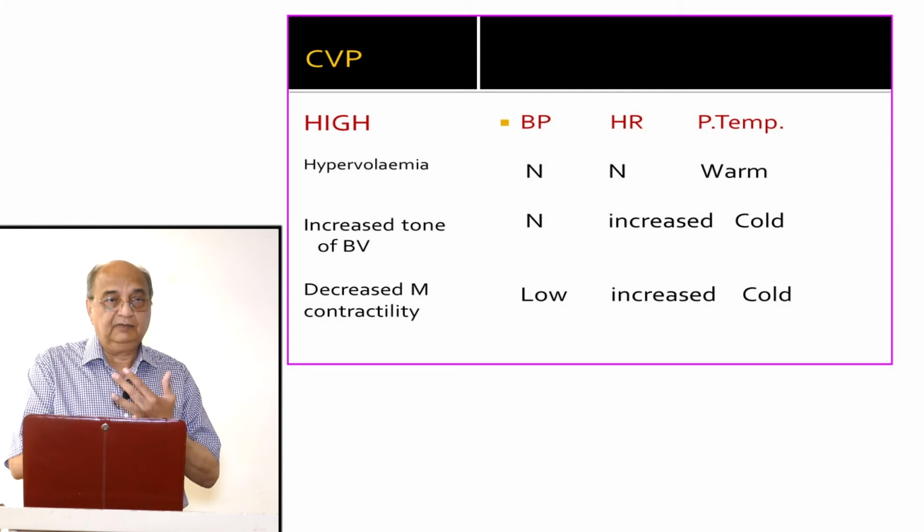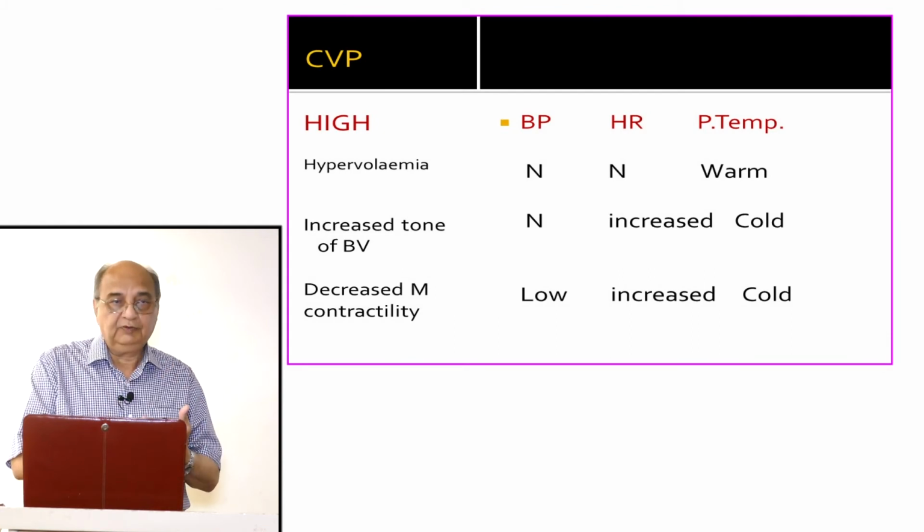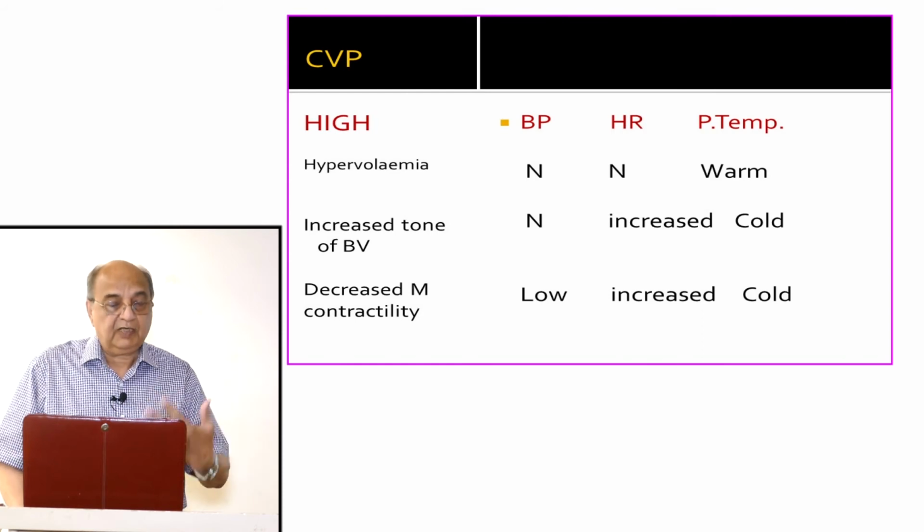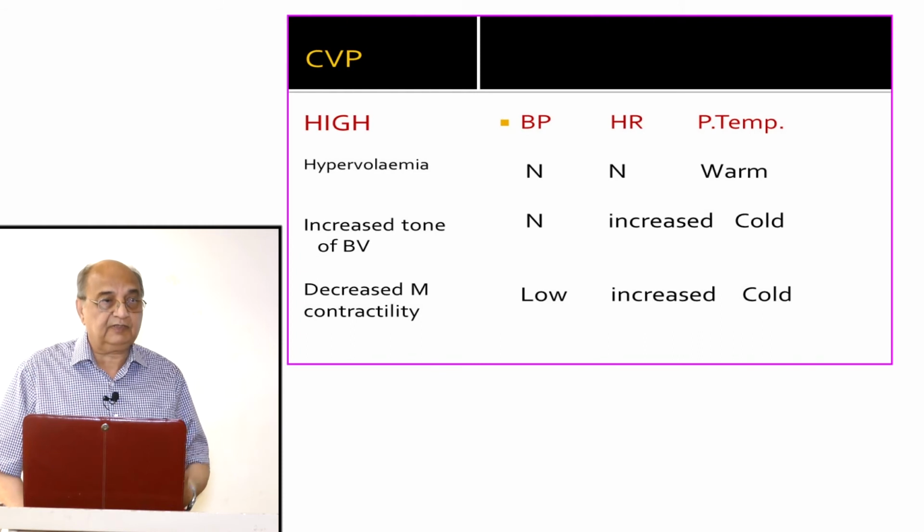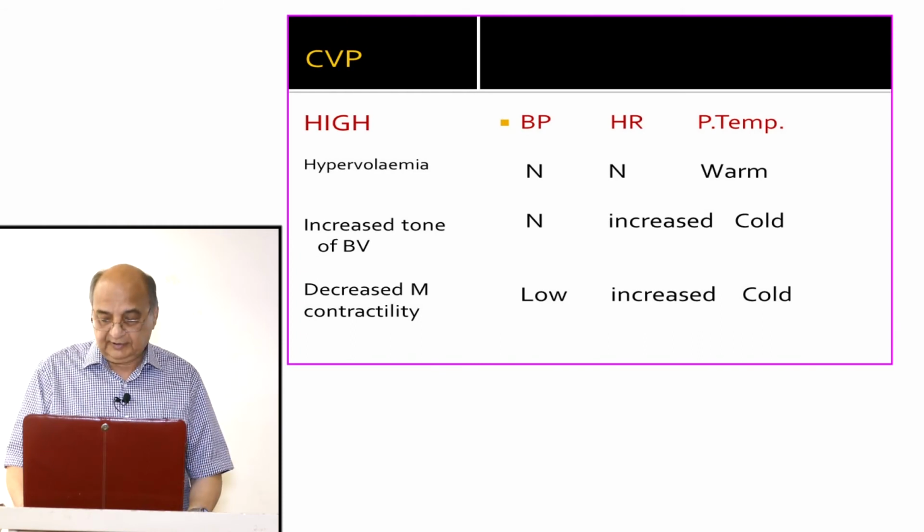First is the normal, second is high, third is low, and the fourth is high. For high, there are three causes. One is hypervolemia, second is increased tone of blood vessels, third is decreased myocardial contractility. This is central venous pressure, nothing else.